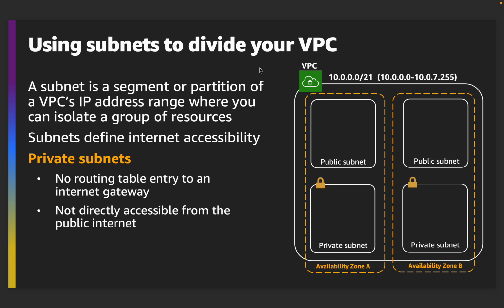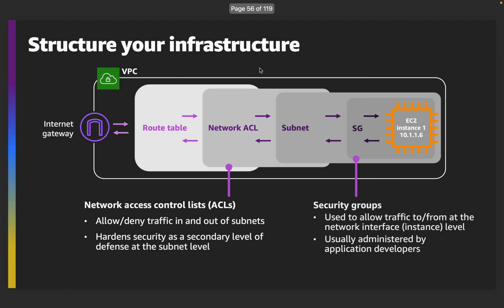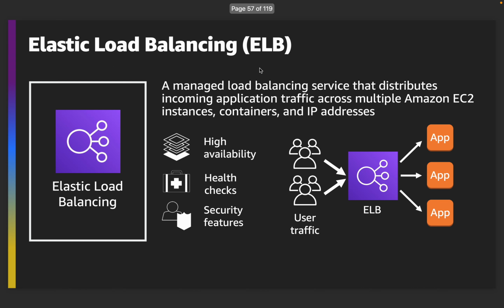Use subnets to divide your VPC into public and private subnets. A subnet is a segment or portion of the VPC IP address range where you can isolate groups of resources. Subnets define internet accessibility. A private subnet has no route to the internet gateway, so it is not directly accessible from the public internet. So this is VPC, route table, network ACL (network access control list), subnet, and SG (security group).